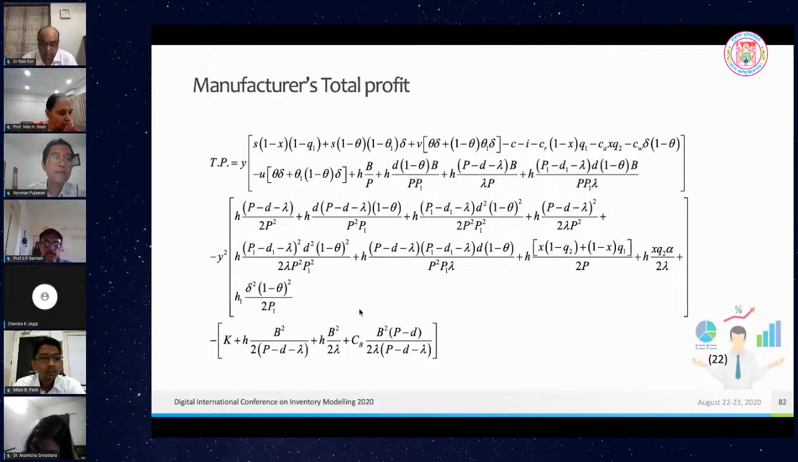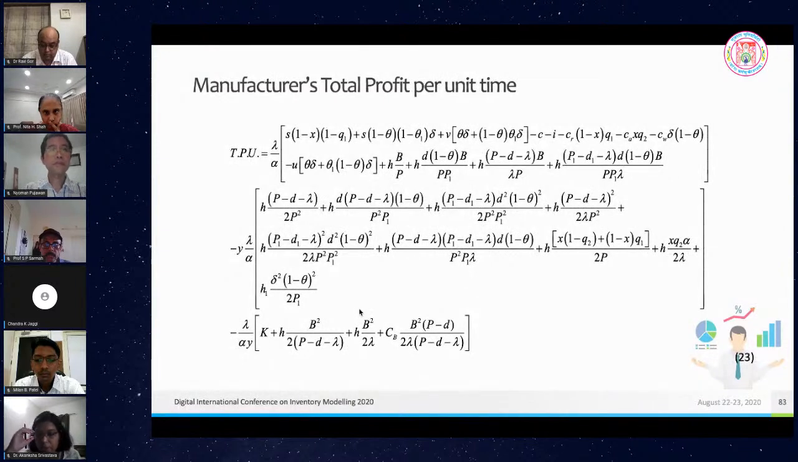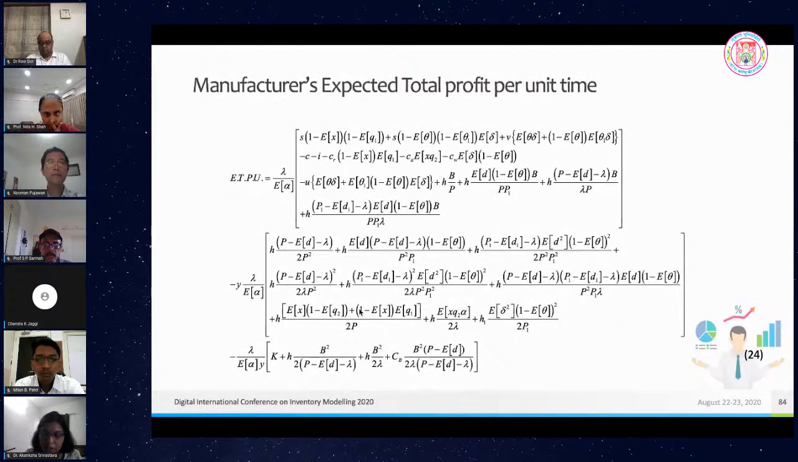This is the manufacturer's total profit. That means your total profit is revenue minus all the costs, and that gives us this function. Next one, please. This is per unit time when we are trying to find out. Next, please. That is expected profit. Because of that we have E alpha, which becomes the expected profit of the manufacturer. Next one, please.